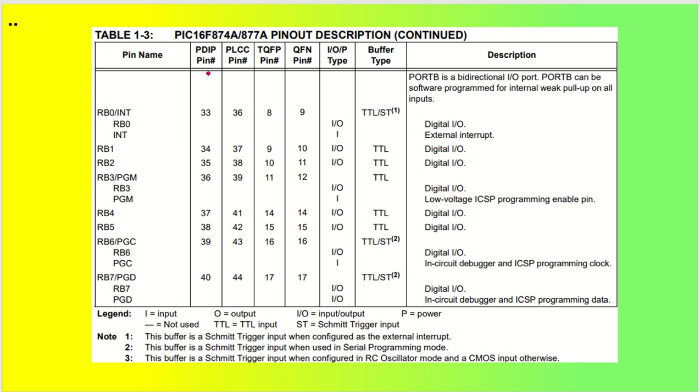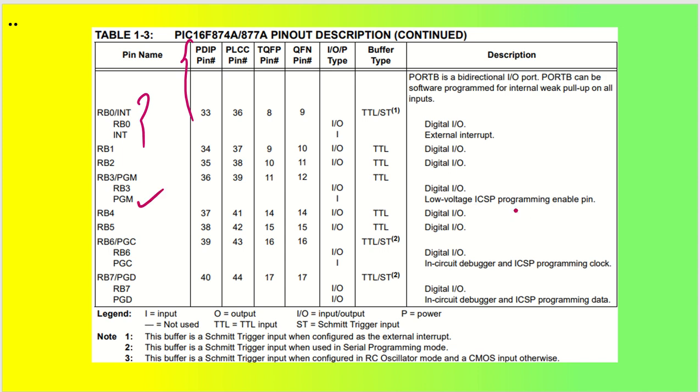Let me give you just one explanation. Let us say I'm going to talk about PB0. PB0 has the capability of a digital IO pin and an interrupt pin. Pin number 33 is the PB0 pin, which is a digital IO as well as an external interrupt. Similarly, let's say the PB3 pin. PB3 is digital IO, and also PGM, which is your low voltage ICSP programming enable pin.